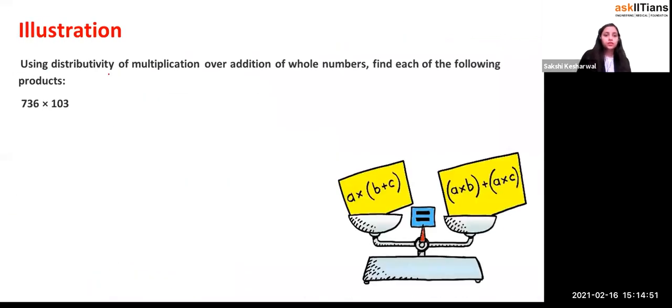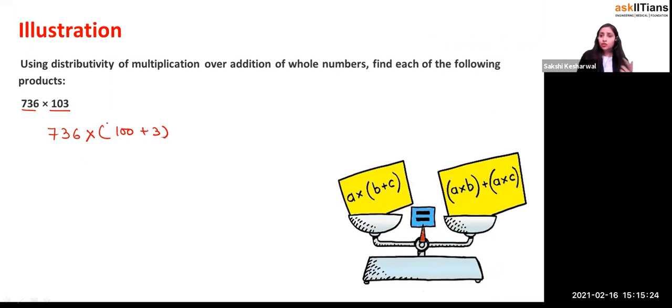Okay. Using the distributive property of multiplication over addition of whole numbers, find each of the following products. It says that now you can do this question in that way also, like 736, right? So 736 can be written as 100 plus 3. This multiplication can be done by using the distributive property. People say that we learned Vedic maths and this and that. This is where Vedic maths comes from, right? These are the derivations we do in Vedic maths. So can I write this as 100 plus 3, or not, right?